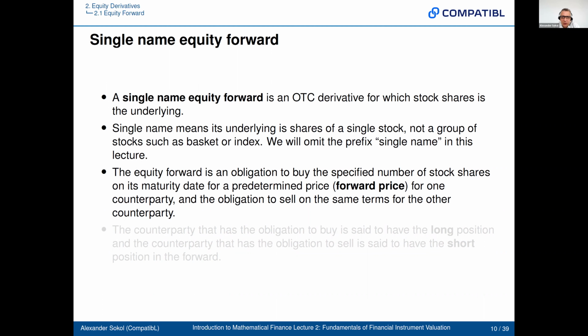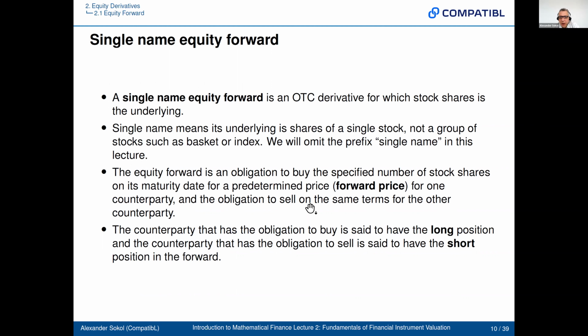So now it's two parties, two market participants. One agrees to buy no matter what, right? So it's not an option, it's basically an obligation, right? So one has an obligation to buy, the other has an obligation to sell at the predetermined price that these parties agree to in advance. And that's called the forward price, right? And the counterparty that has the obligation to buy is said to have the long position in the underlying, and the counterparty that has the obligation to sell is said to have the short position, right?